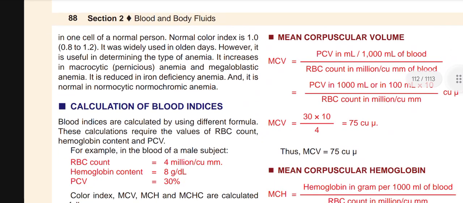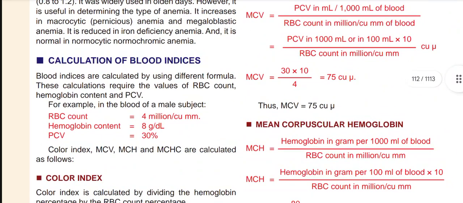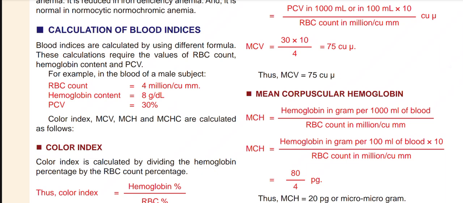Now, calculation of blood indices. Blood indices are calculated by using different formulas. The calculation requires the value of RBC count, hemoglobin content and packed cell volume. For example, in the blood of a male subject, the RBC count is 4 million per cubic mm, hemoglobin content is 8 gram per dl and packed cell volume is 30%. Now determine the color index, MCV, MCH, MCHC.